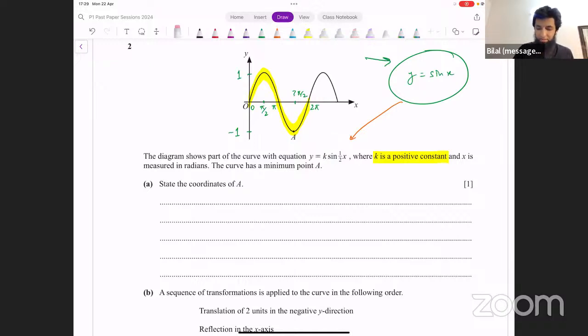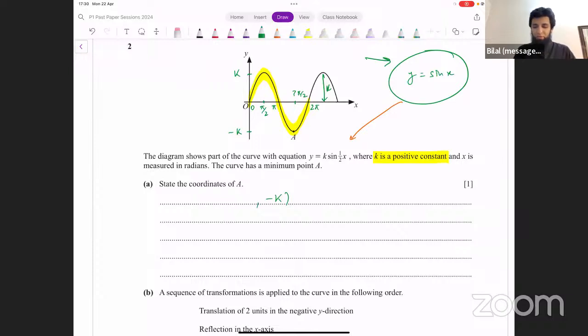If the amplitude is k, what does that tell us about these points where you have the maximum point and the minimum point? The y values are going to be k and minus k. If the amplitude is k, that means the maximum point is going to be k and the minimum point is going to be minus k. So you can think of it both ways. You can think of k as being the amplitude of the sine function, or you could think of k as the scale factor of this vertical stretch. Either way, the y coordinate of this point turns out to be minus k. All right, so that's what we have figured out here.